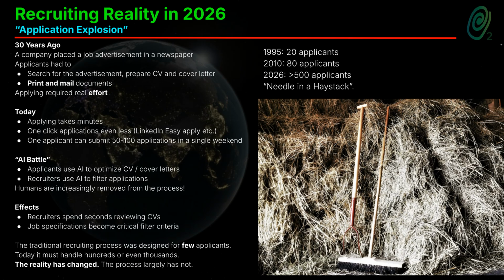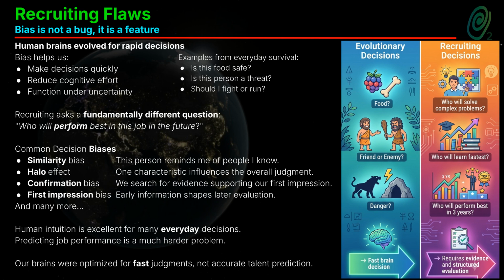The traditional recruiting process was designed for a few applicants, really. It was designed for having very few people you have to deal with. Today, you have to handle hundreds or thousands of applications. So the reality has changed. The process largely has not. So let's have a look at some flaws of the recruiting process.